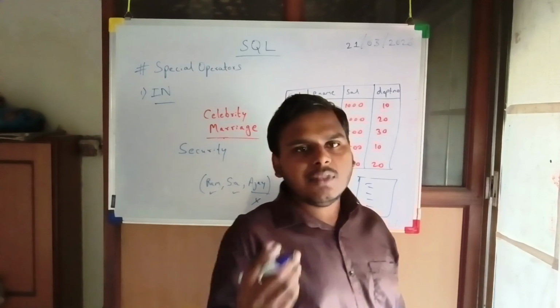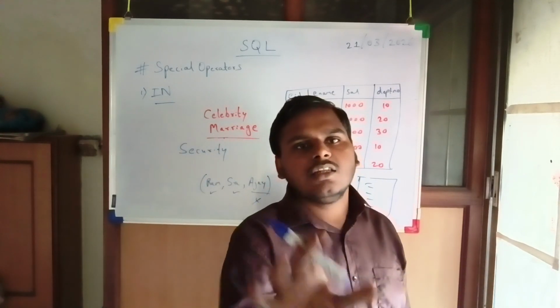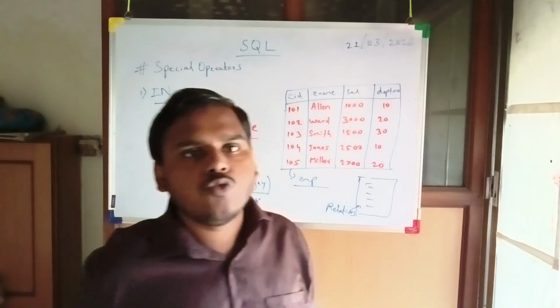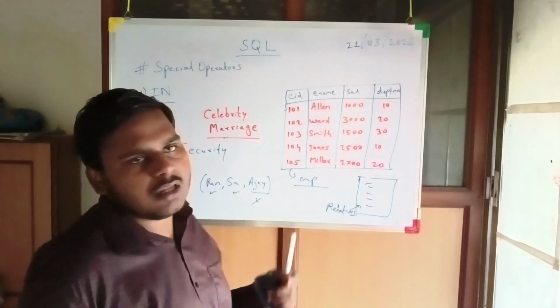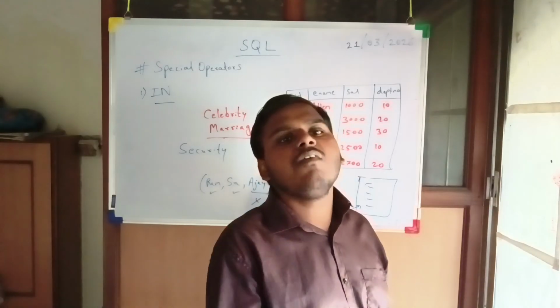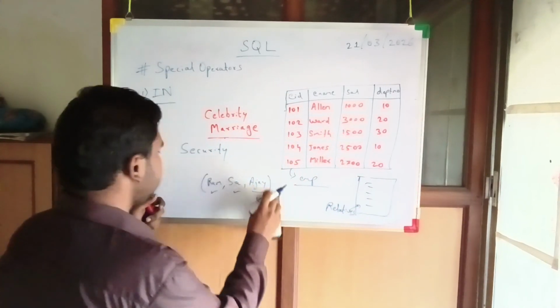Okay, from that list of values, even if a single value is present, the condition will be satisfied and we will get the output. Even if all the values are there, the condition will also be satisfied. Even if a single value matches, the condition will be satisfied.